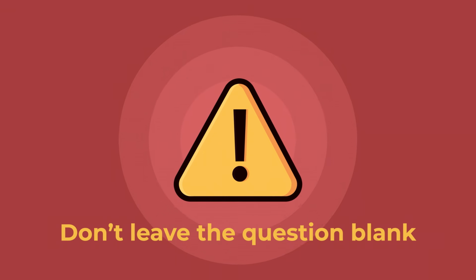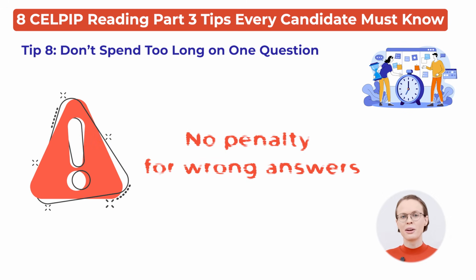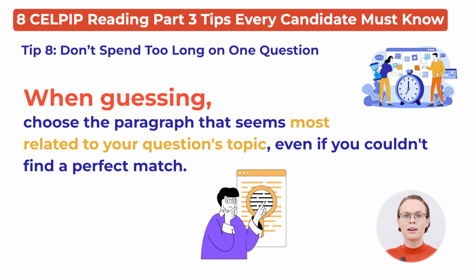Now, this is important. Don't leave the question blank. Choose an answer. In the CELPIP reading test, there's no penalty for wrong answers, so leaving a question blank guarantees you 0 points. By contrast, if you make an educated guess, you have a chance of earning the point. When guessing, choose the paragraph that seems most related to your question's topic, even if you couldn't find a perfect match. That's it! These are 8 tips you must know to score highly in CELPIP Reading Part 3.